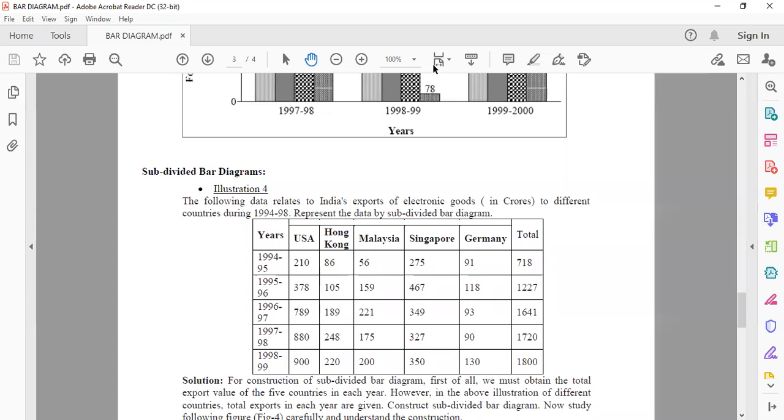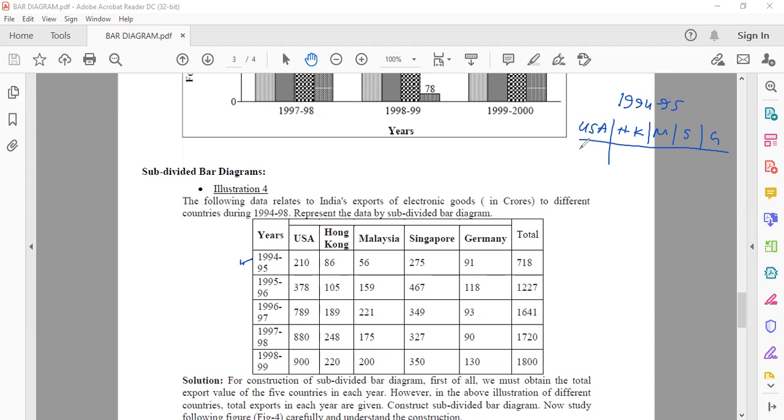For ease of understanding I am doing one. Say for the case of 1994-95, we have USA, Hong Kong, Malaysia, Singapore, and Germany, right?